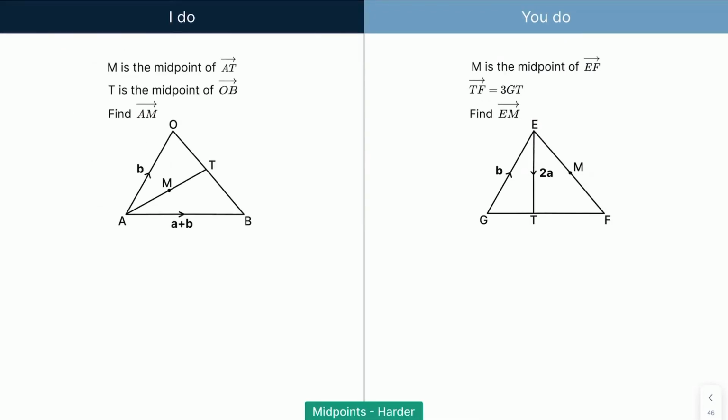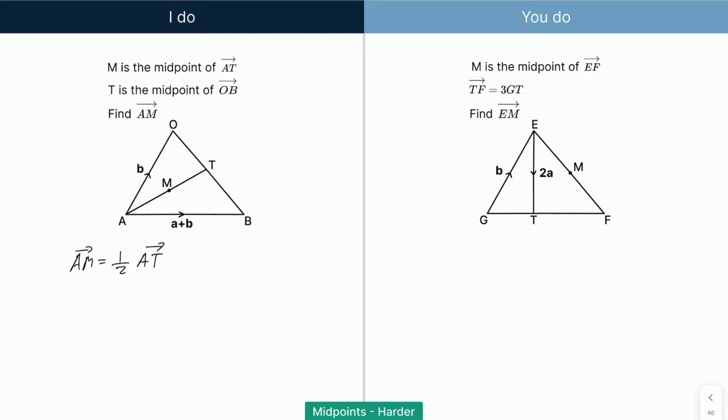So moving on, we have M as a midpoint. Now remember, when you're asked to find a midpoint, find the full length and halve it. So we're going to use that same approach. We're going to say AM is going to be half the full length, which is A to T. Now all we need to do is find A to T.